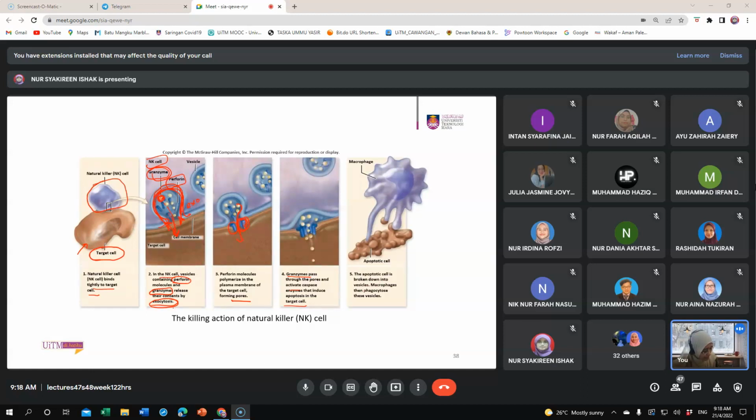The apoptotic cell is broken down into vesicles. Macrophages then phagocytose these vesicles. So the infected body cell will break down into vesicles and then the macrophage comes along. This will also expose the pathogen.